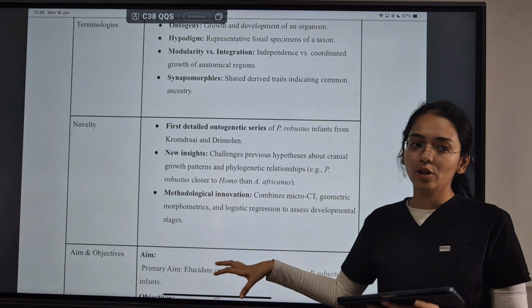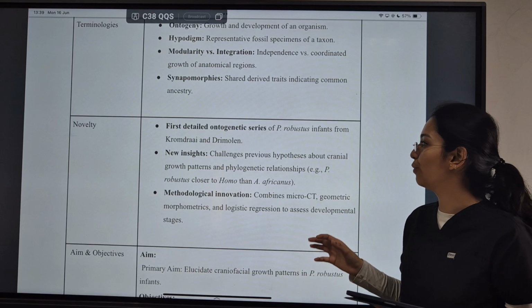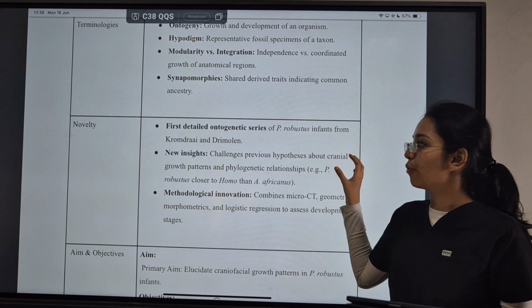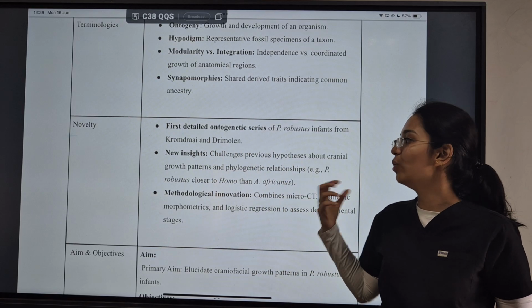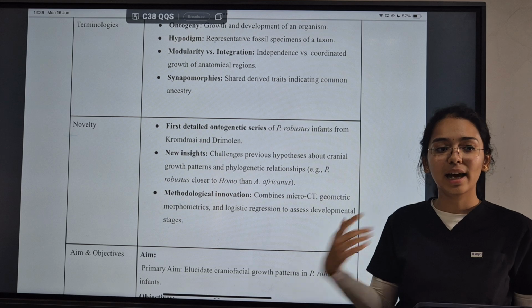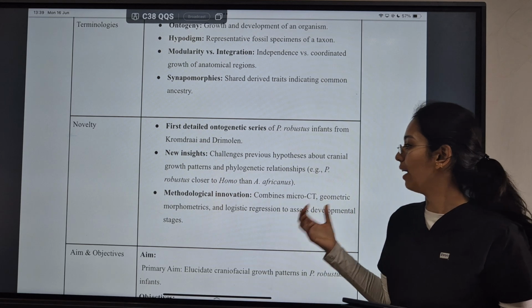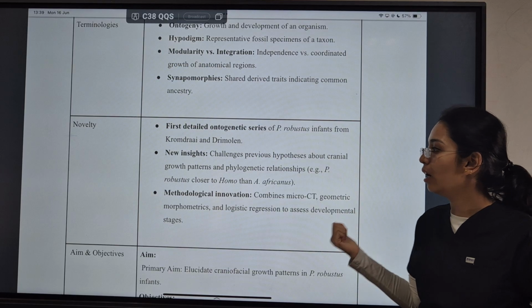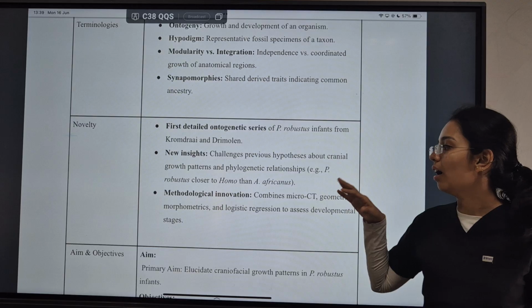So the novelty of this study is that it is the first detailed ontogeny series of P. robustus infants from these two species. So this journal gives new insights. It challenges previous hypotheses which have been put forth about cranial growth patterns and the phylogenetic relationship between P. robustus, which is closer to Homo species than A. africanus.